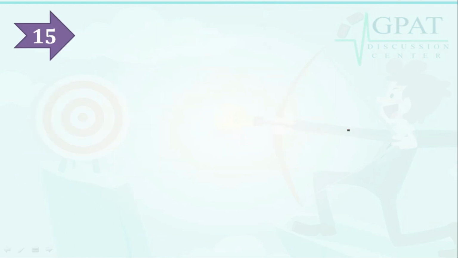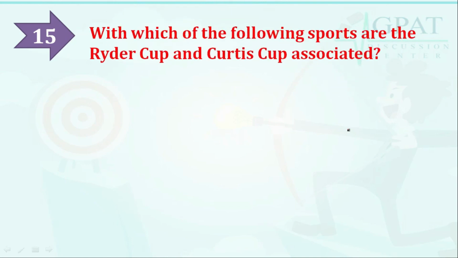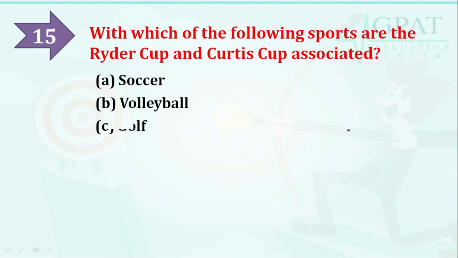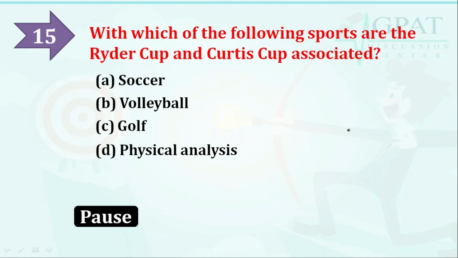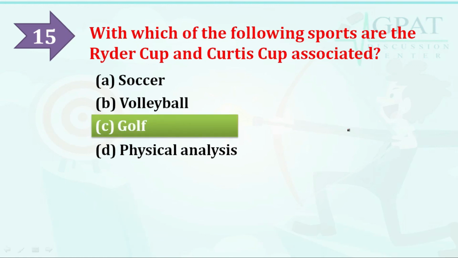So the last question of this video is, with which of the following sports are the Ryder Cup and Curtis Cup associated? Option A is soccer, option B is volleyball, option C is golf, option D is physical analysis. So which of the following sports are the Ryder Cup and Curtis Cup associated with? And the correct answer is golf. It is associated with golf.